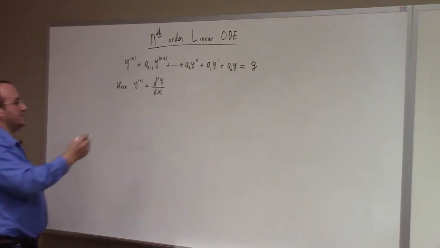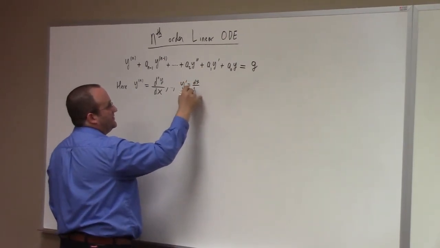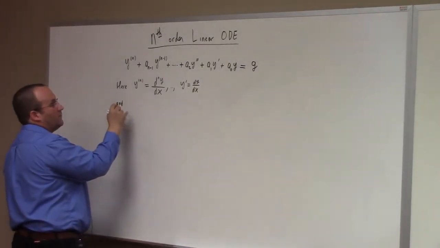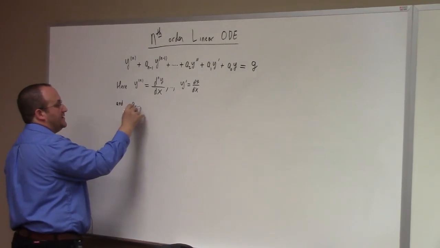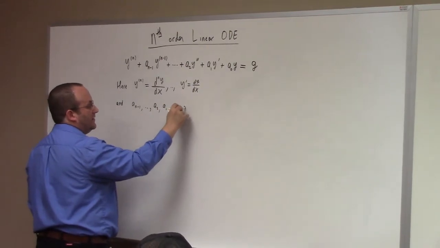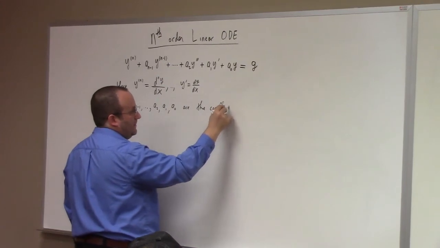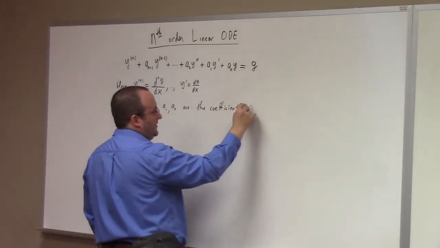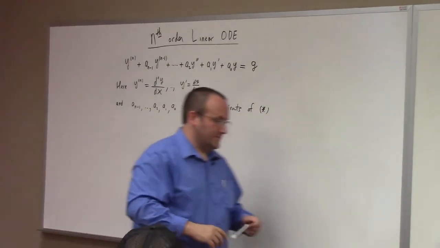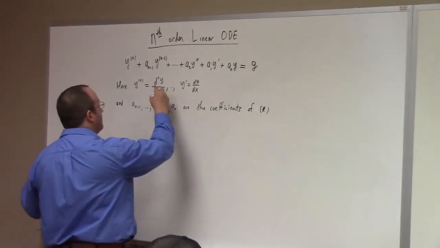Like y prime would be dy/dt, right? Oh, I'm sorry, I've already done it: dy/dx. Okay? And we say a_{n-1} all the way down to a2, a1, a0 are the coefficients of, and I better give it a name. I'll call it star.